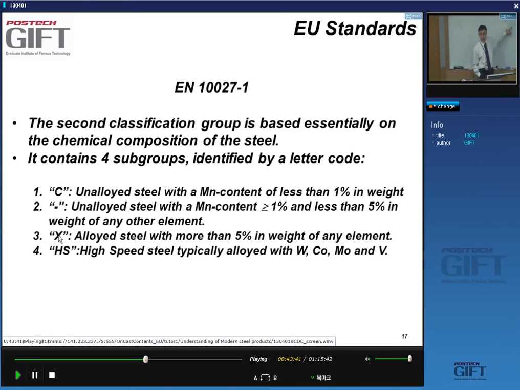Okay. X means that we have more than 5 weight percent of one element in the composition. And HS means high speed steels, and high speed steels are very special steels. They're used for machining or tools, and they contain very high levels of tungsten, moly, vanadium, and cobalt to achieve these properties. They're a group apart, and you can usually recognize them because it says HS and then something related to the composition.